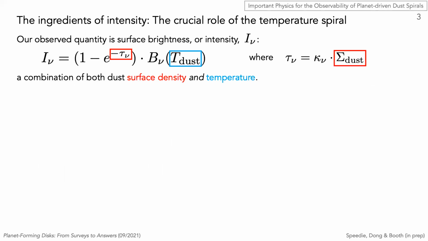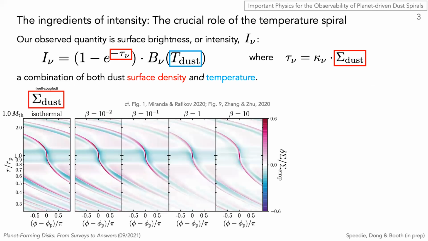So, the important physics for the observability of planet-driven dust spirals. Since the quantity observed in ALMA continuum images is thermal emission, intensity, we should care about both the spiral surface density contrast and the spiral temperature perturbation. So here I'm showing dust surface density perturbation in polar coordinates for an isothermal equation of state on the left and an adiabatic equation of state with a few select beta cooling times on the right.